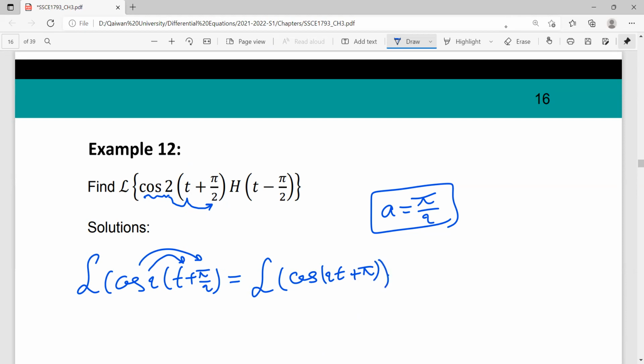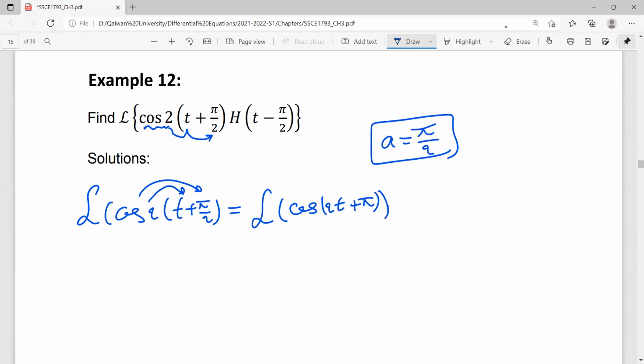Okay. Now we expand this one, and it becomes, we say cosine a plus b equals cosine a cosine b minus sine a sine b. We apply this rule. Yeah, it's a rule. That's a trigonometry function rule. The cosine of the sum of two angles is cosine first, cosine second, minus sine first, sine second.